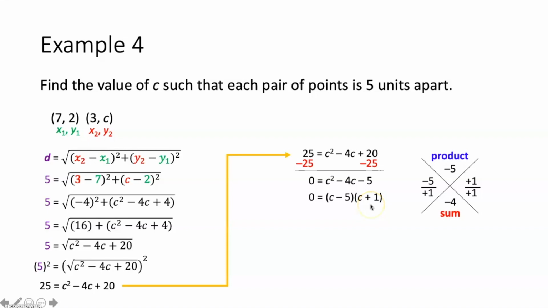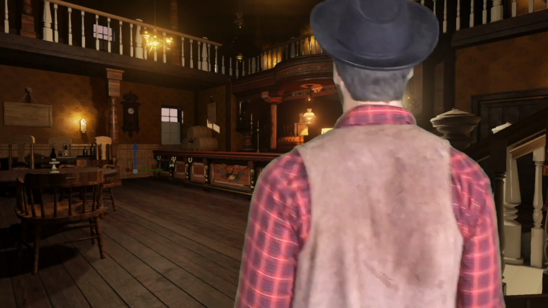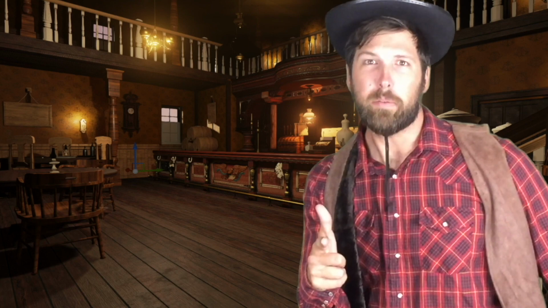Now I use the zero product property, where I set each of these equal to 0, because this times this equals 0 means that either this is equal to 0 or this is equal to 0. I solve for c by adding 5 to both sides. I get c is equal to 5. On this side, I subtract 1 from both sides. I get c is equal to negative 1. So my 2 answers here, the 2 c values that would make these points 5 units apart, are 5 and negative 1. Either of those would make these 2 points 5 units apart. You got a lasso on that concept? You try.